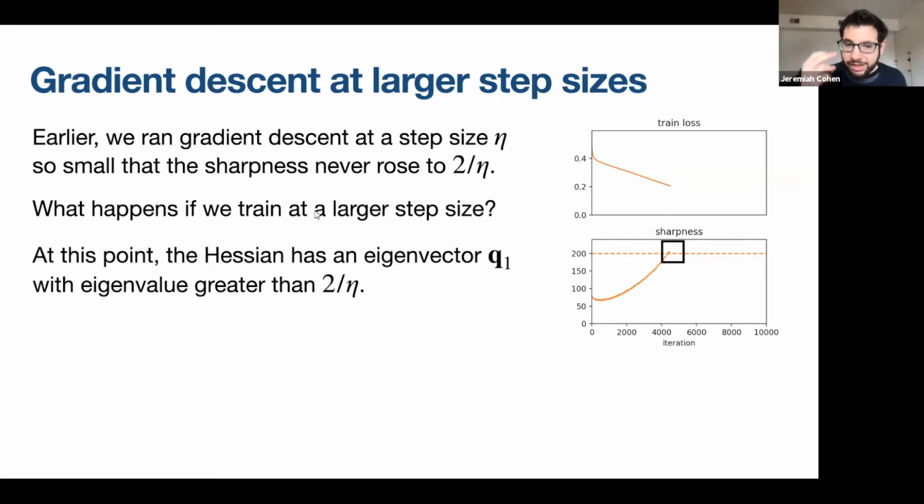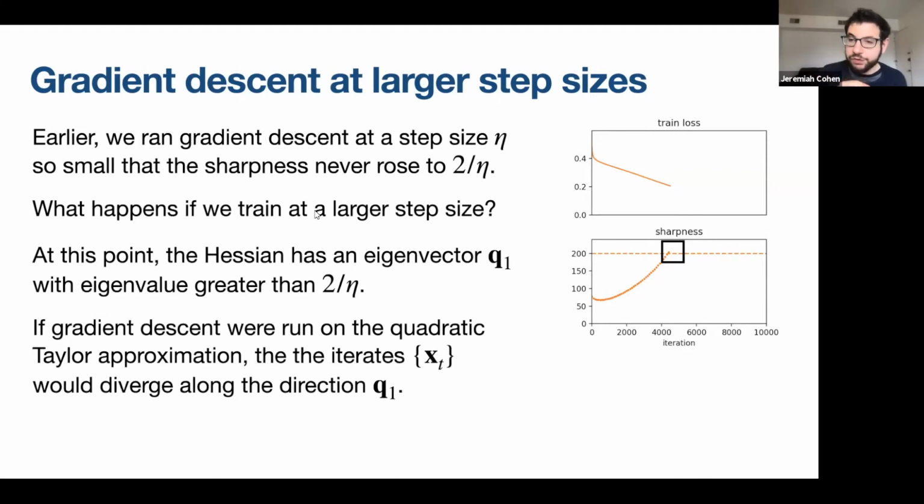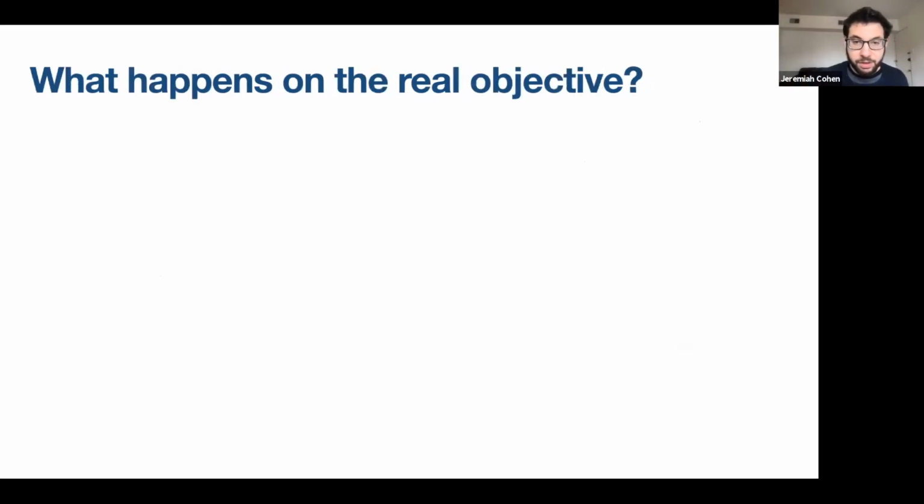At this point, we know that the Hessian matrix has some eigenvector Q1 whose eigenvalue is greater than 2/eta. So we know that if we were to suddenly switch from running gradient descent on the real objective to running gradient descent on the quadratic Taylor approximation, then the iterates would diverge along that direction. They would oscillate with ever increasing magnitude until they just went off to infinity. That's what would happen in gradient descent on the quadratic Taylor approximation. So what happens when we run gradient descent on the real objective, starting from here?